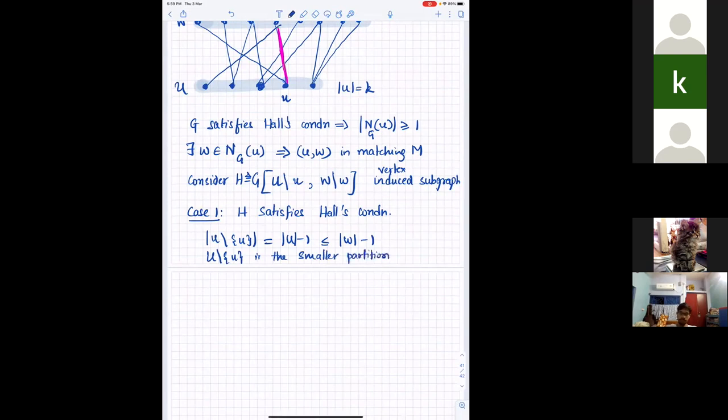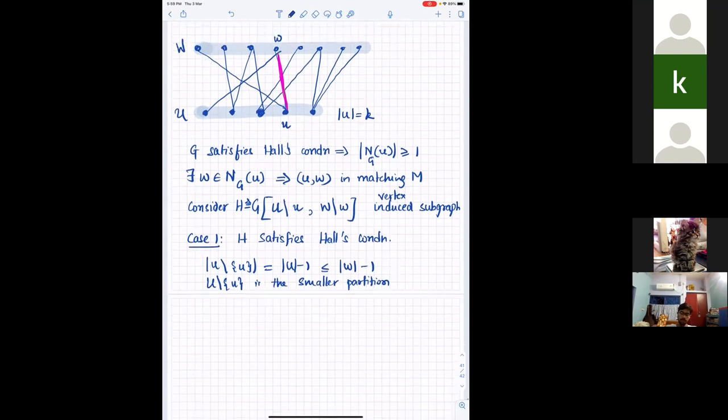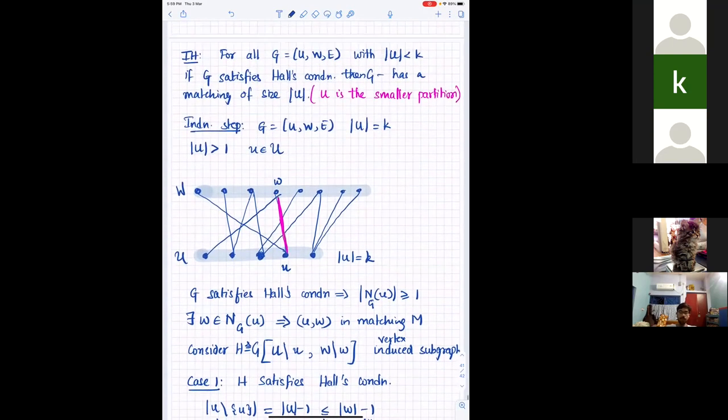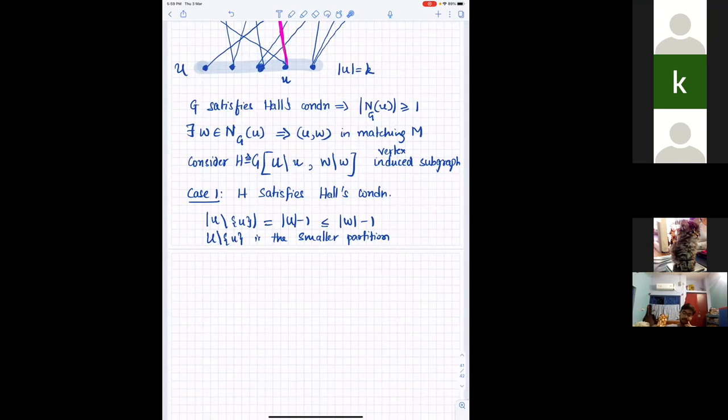Is it clear why we are arguing this is the smaller partition? We want to use the inductive hypothesis. What the inductive hypothesis tells us is, if the graph satisfies Hall's condition, then there is a matching that saturates the smaller partition. You have removed one vertex here, and you want to ensure that it is still the smaller partition. Suppose during the induction you removed a lot of vertices from W, and this side turned out to be the smaller partition. Then you cannot ensure that you match everything here. Maybe this will be clearer by the end.